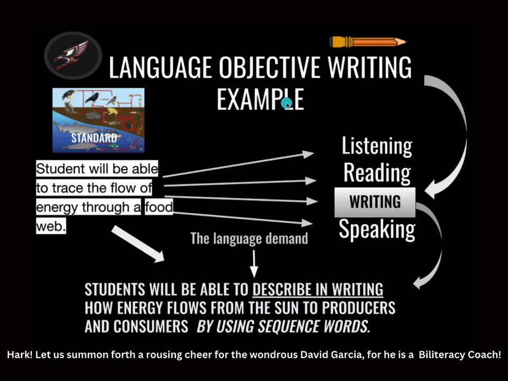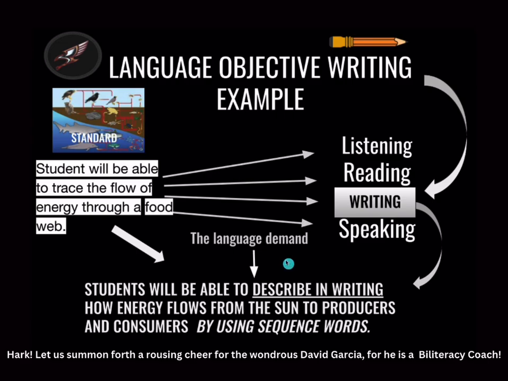This language objective has to do with writing. You have your broader sense standard, and this would be a science standard based on the objective. Students will be able to trace the flow of energy through a food web. But how is it that they're going to accomplish this? What are the demands? How are they going to do that? And in this case, we focus on the writing domain. What is the language demand of this content objective? Students will be able to describe in writing.